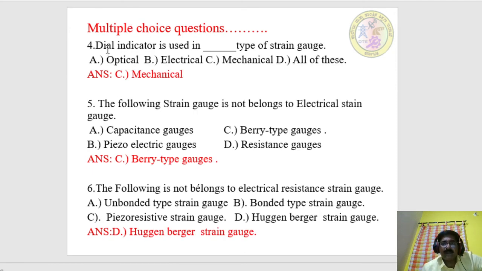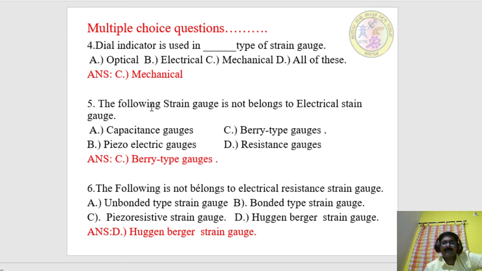Fourth question. Dial indicator is used in dash type of strain gauge. Options were A optical, B electrical, C mechanical, D all of these. In the first classification, the first one is the mechanical strain gauge, where they use the Berry type or Huggenberger type. There is a magnifying lever attached to the dial indicator or dial gauge. Then definitely the answer would be mechanical strain gauge.